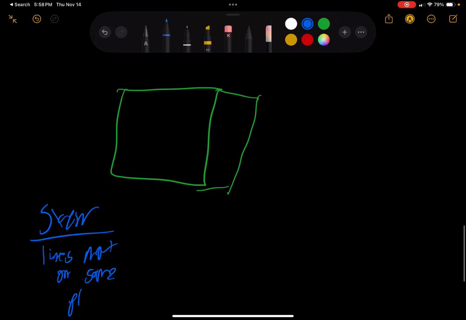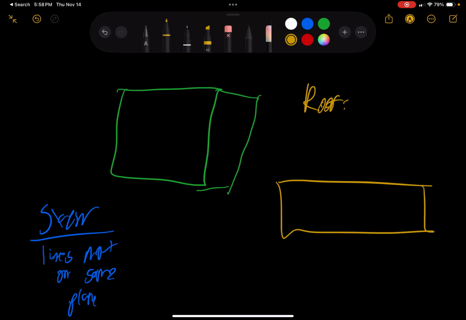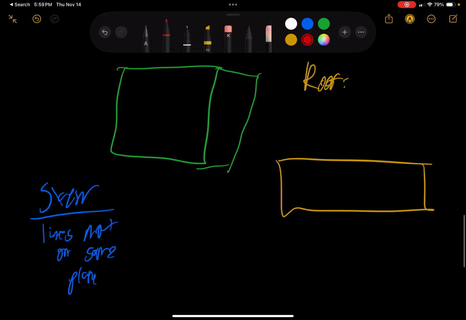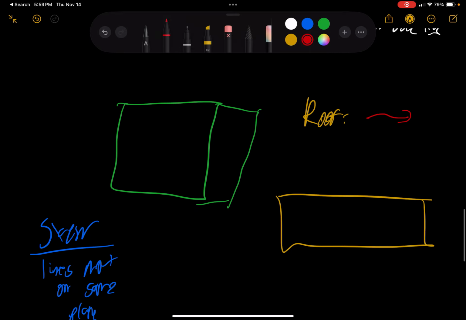Same plane. My teacher gave a perfect analogy. Let's say you're in a house. Yeah, I'm stealing this from her. Let's say this is our roof, and this is the ground. We have a line on the top of the roof, but then we have a line down here on the plane.